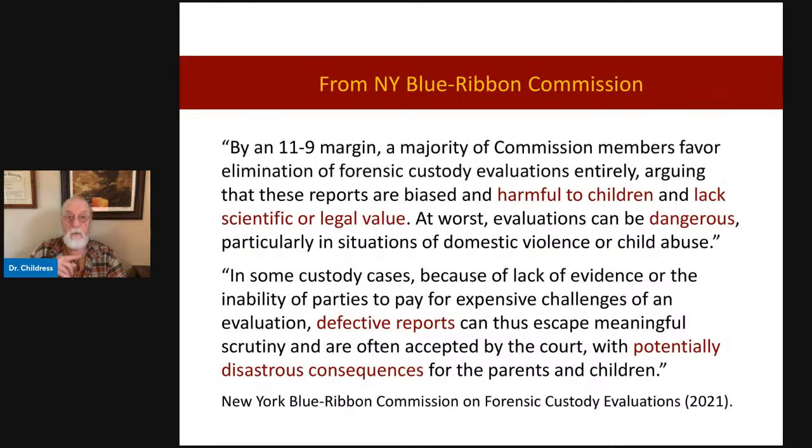And that was the finding of the New York Blue Ribbon Commission on Forensic Custody Evaluations. They say, quote, by an 11-9 margin, the majority of commission members favor elimination of forensic custody evaluations entirely, arguing that these reports are biased and harmful to children and lack scientific or legal value. At worst, evaluations can be dangerous, particularly in situations of domestic violence and child abuse. It's not me saying this, it's them.